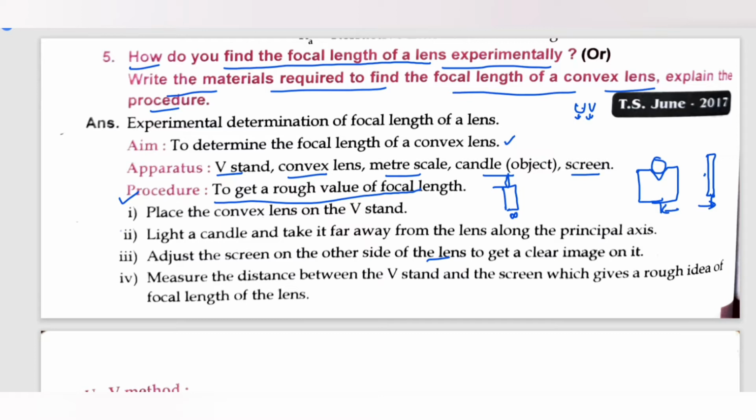This will be the focal length of the lens, because we know that in case of a convex lens, when the object is at infinity, the image will be at focus. So this will be my focus and this is my optic center, and the distance between optic center and focus is called the focal length of the lens. So in this way we can find the rough value of the focal length of the lens.